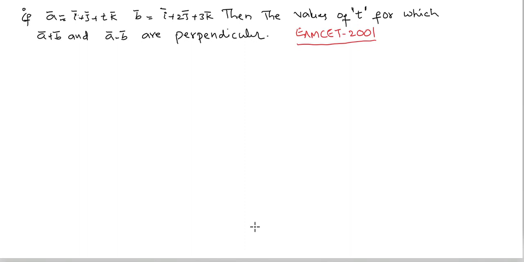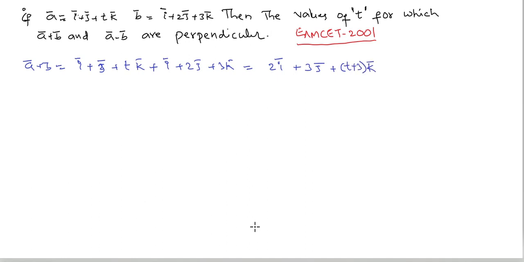If A bar is equal to i bar plus j bar plus t k bar, B bar is equal to i bar plus 2j bar plus k bar, the value of t for which A bar plus B bar and A bar minus B bar are perpendicular. This is the 2000 question. A bar plus B bar is equal to 2i bar plus 3j bar plus (t plus 1) k bar.